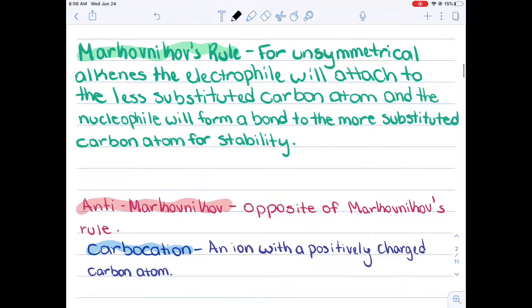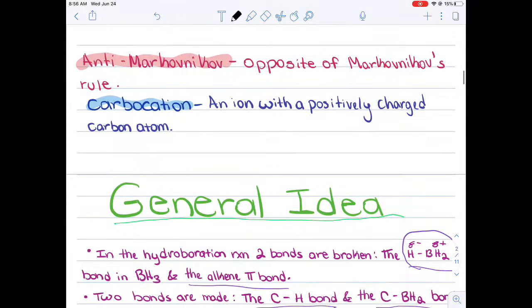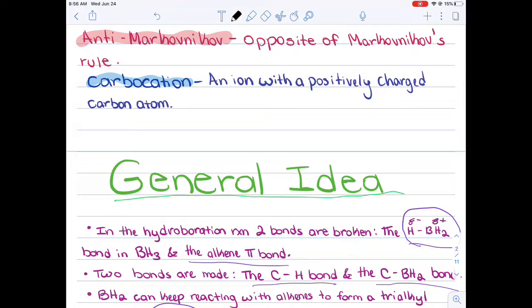Make sure that you know what Markovnikov's rule is as well, which just states that for unsymmetrical alkenes, the electrophile will attach to the less substituted carbon atom, and the nucleophile will form a bond to the more substituted carbon atom for stability. And an anti-Markovnikov reaction is the opposite of that. What is a carbocation? It's an ion with a positively charged carbon atom.